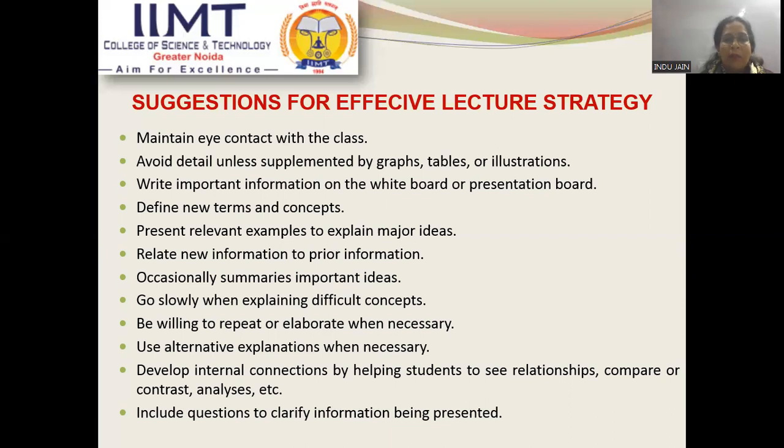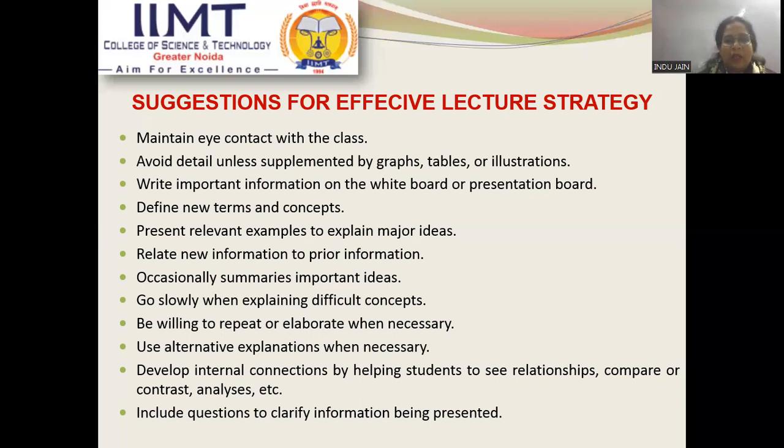Another important point to remember is define new terms and concepts. To make your lesson effective, or to make the new matter clear to the student, it is very important to define certain terms which are new for the student, or some difficult terms or concepts should be clear to the students during the lecture.